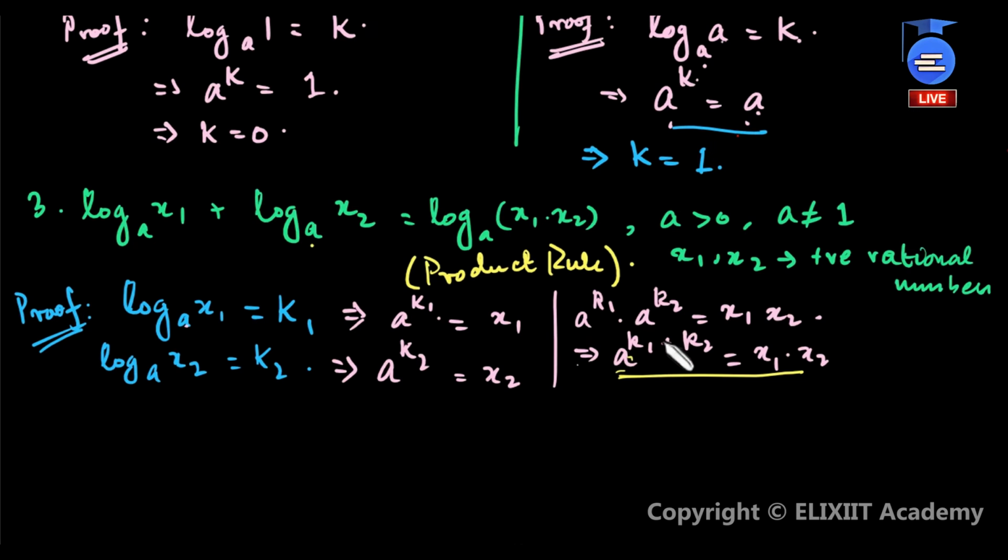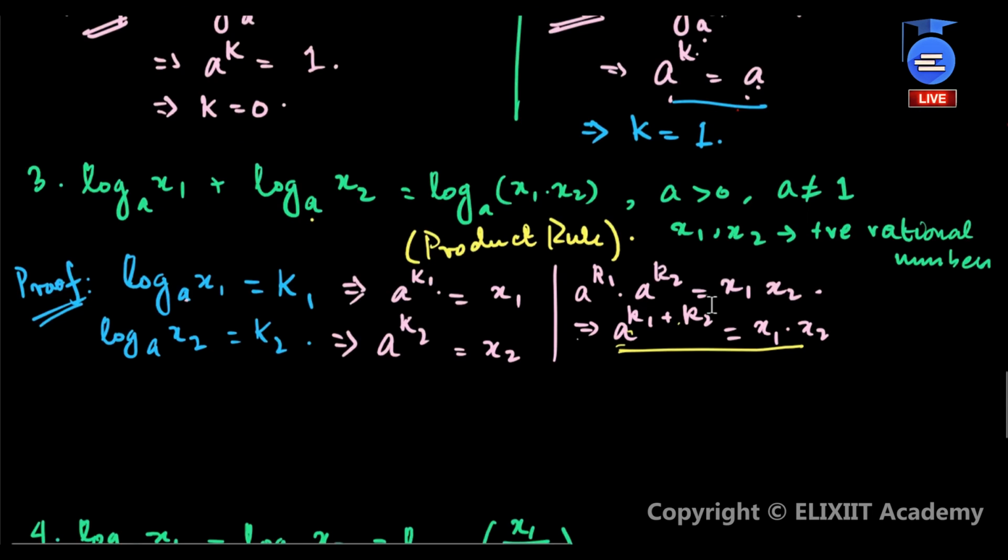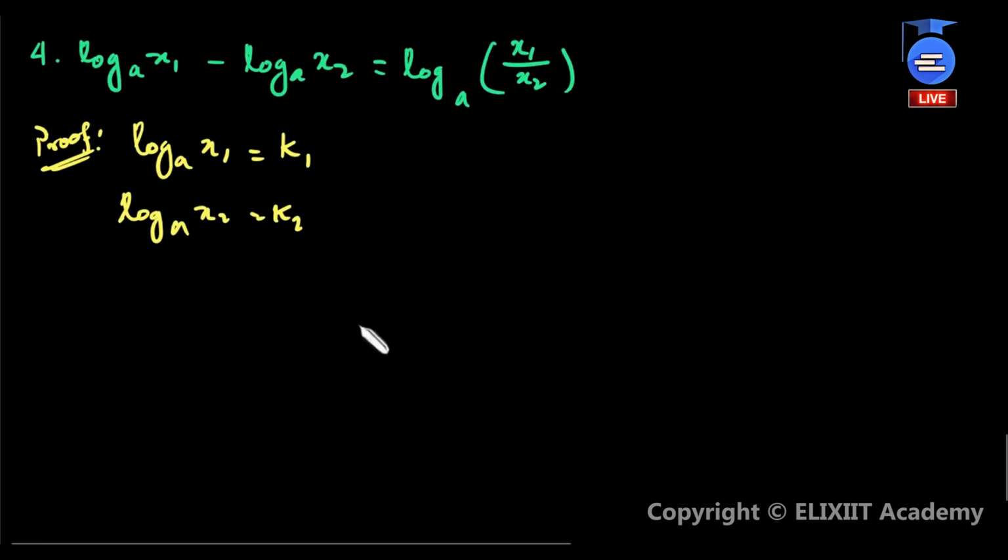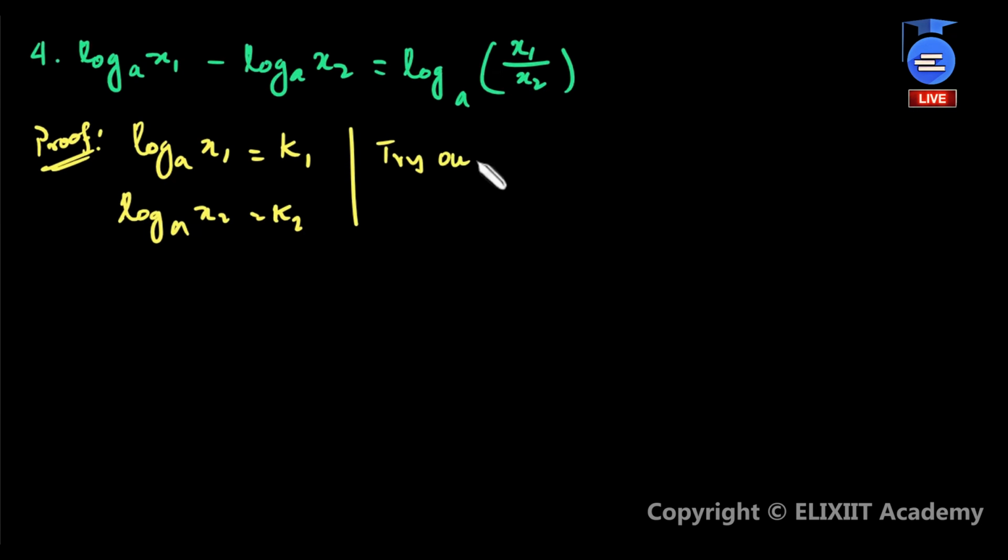So here, what you are going to do is divide such that the power becomes k1 minus k2 and this becomes x1 by x2. So you will get the result. You all can try this out on your own. In the place of multiplication, you are going to divide. Clear?